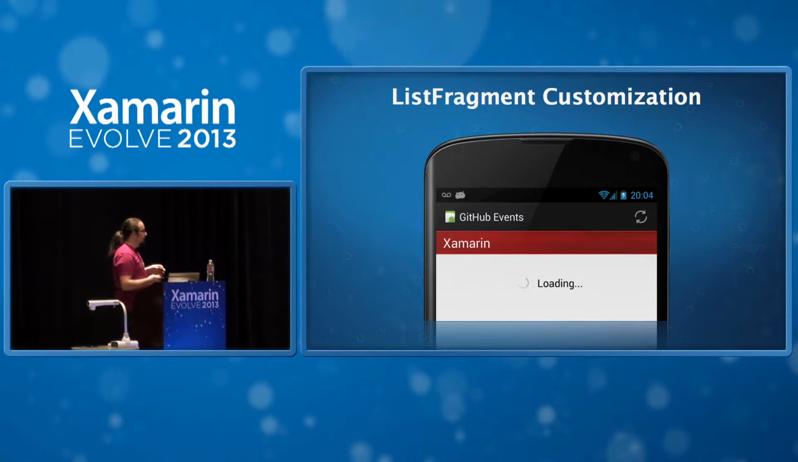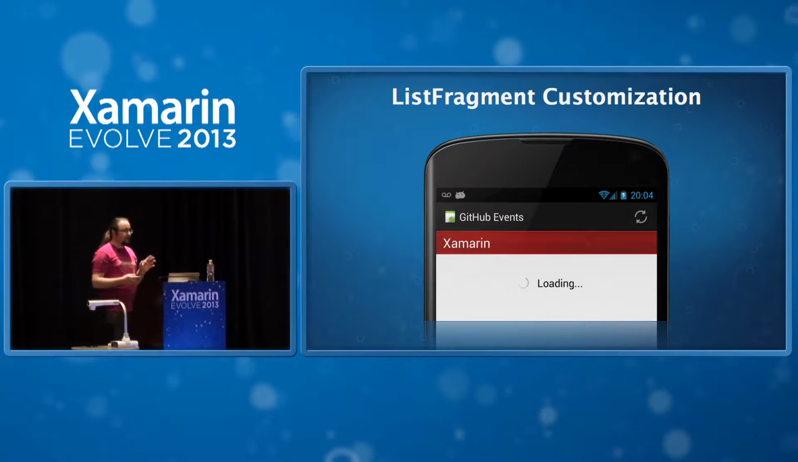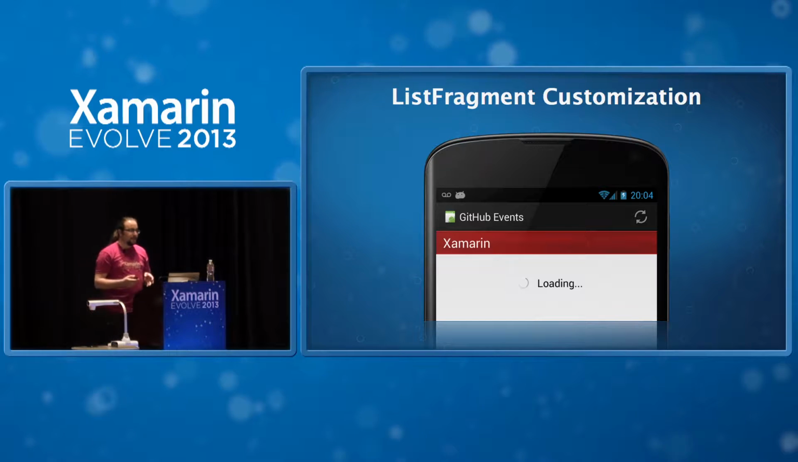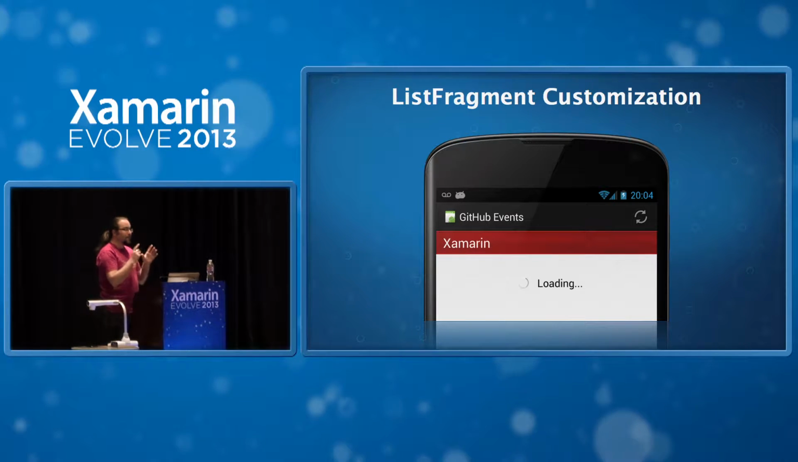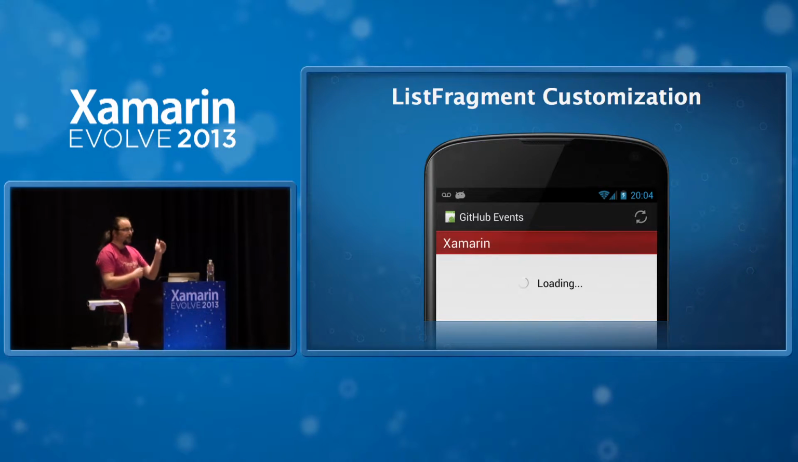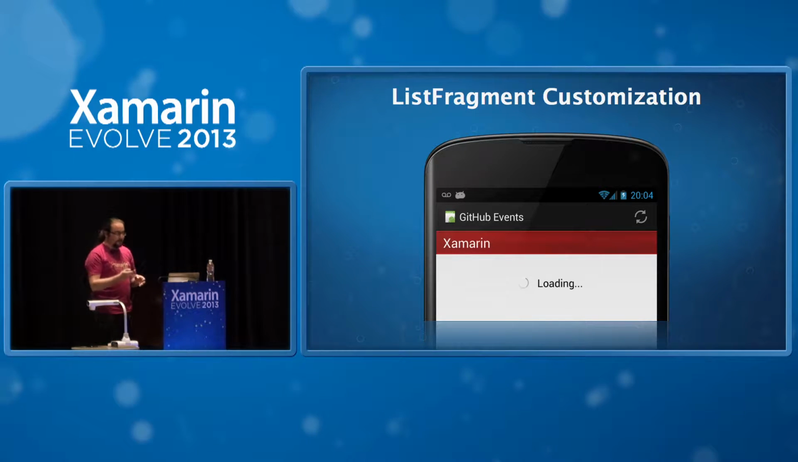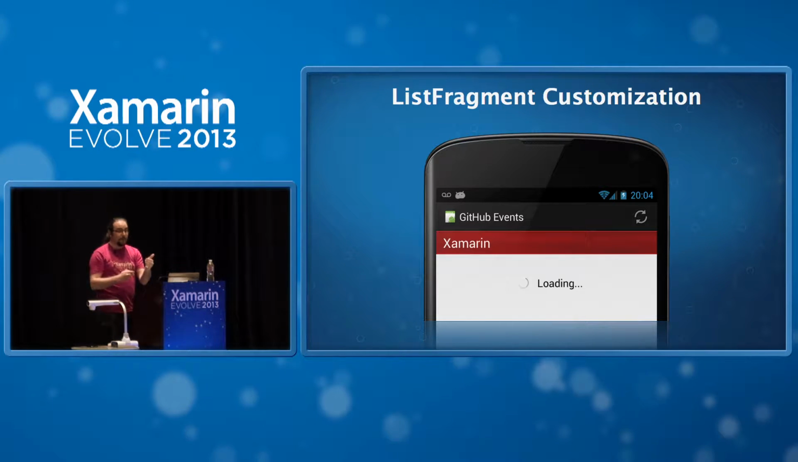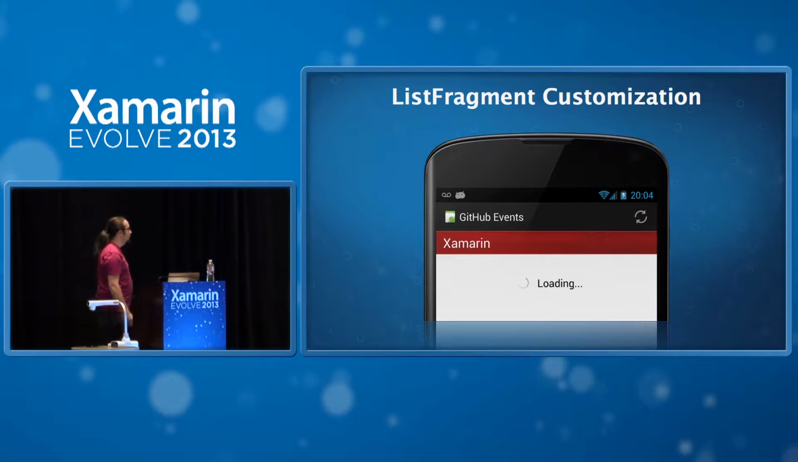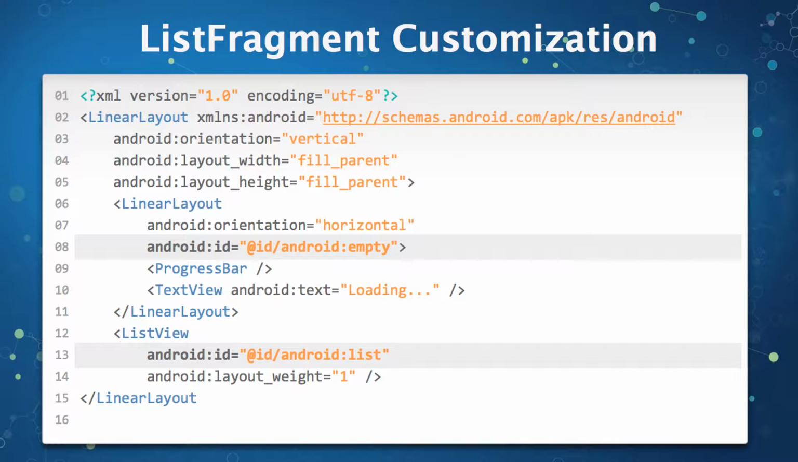With list view, when you use list fragment and list activity, a little known fact is that the default layout they use is simply a giant list view inside a container. But you can customize this layout to be anything you want, and you can do something like that. So you can supply this kind of custom layout if you want.